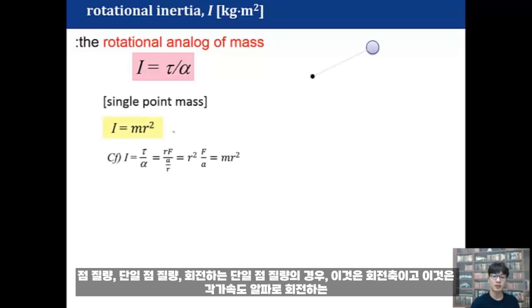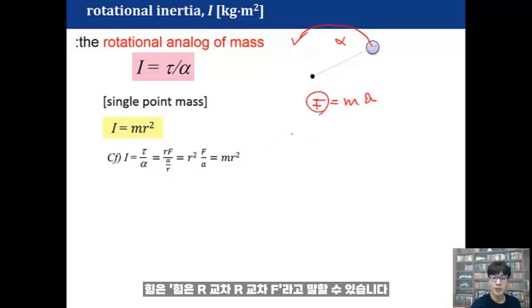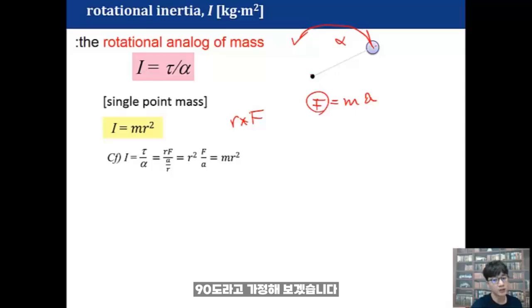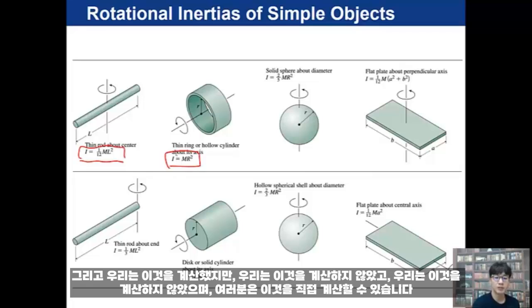For a single point mass rotating, this is the rotational axis, and it is rotating with angular acceleration alpha, for example. Then F equals ma, and the torque is r cross F. So let's say this is 90 degrees. So rF is the torque. In this way, we calculated this and this, but we didn't calculate this. But you can calculate all these yourself.